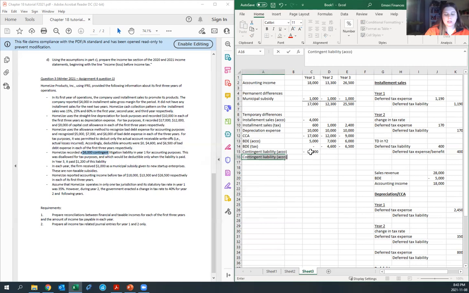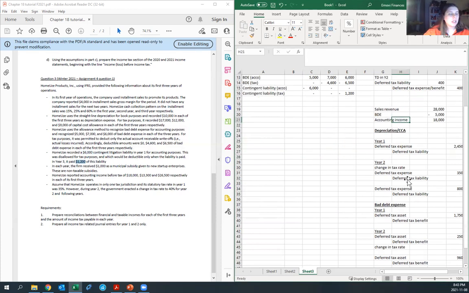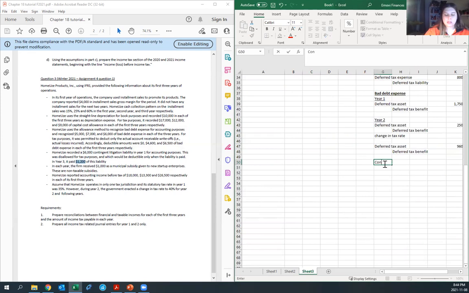And then contingent liability tax. You actually paid 1,200 in year three. So here there's no effect, nothing. Transaction, contingent liability.